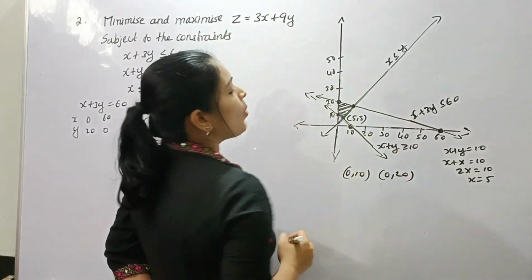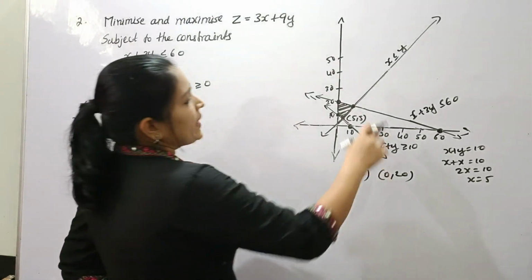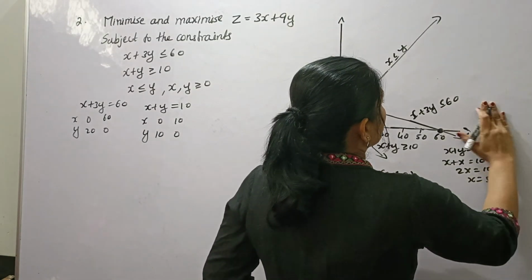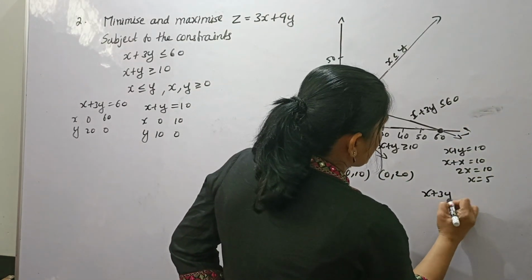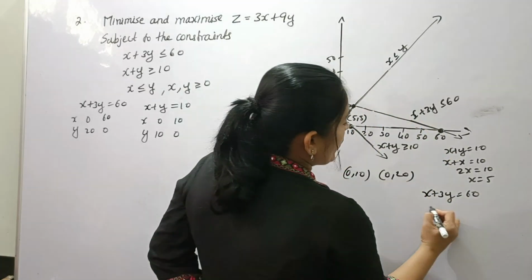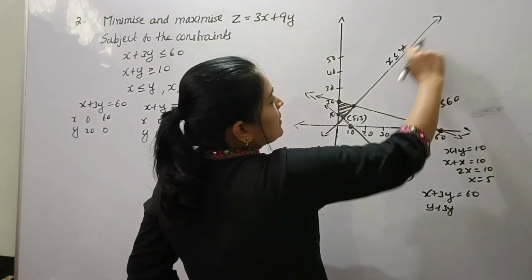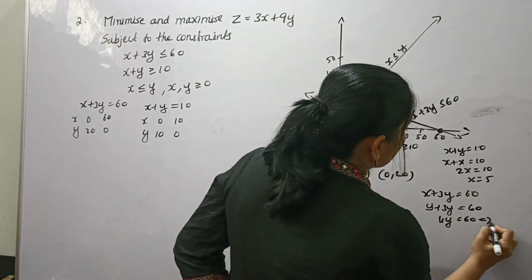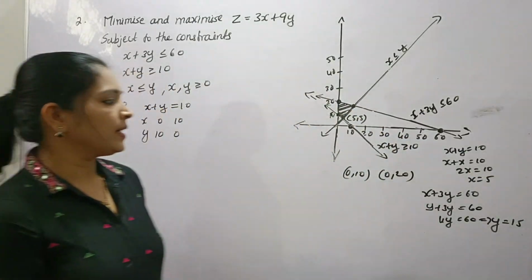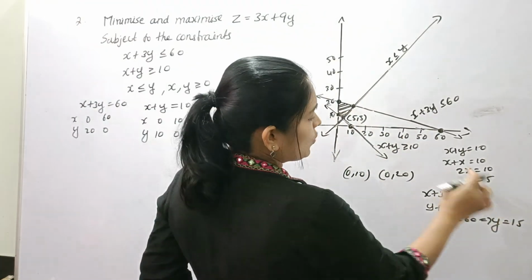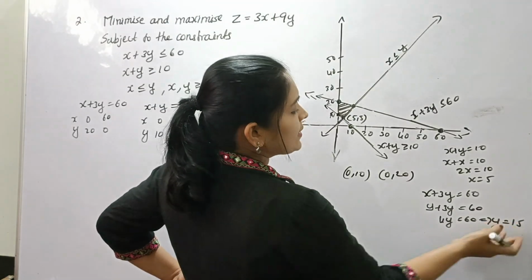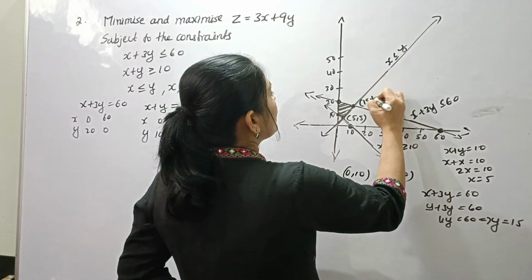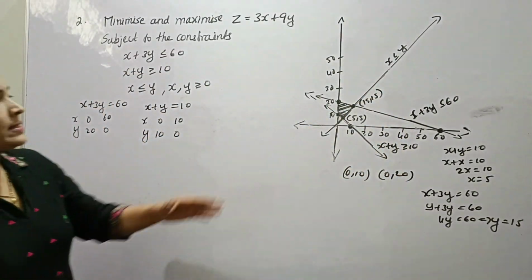Next, it is the point of intersection of x plus 3y is equal to 60 and x is equal to y. That is x plus 3y is equal to 60. Substitute x is equal to y, because this line is x is equal to y. So y plus 3y is equal to 60, 4y is equal to 60. That implies y is equal to 15. Because x is equal to y, x is equal to 15. So this point is nothing but 15, 15. Okay, these are the corner points.